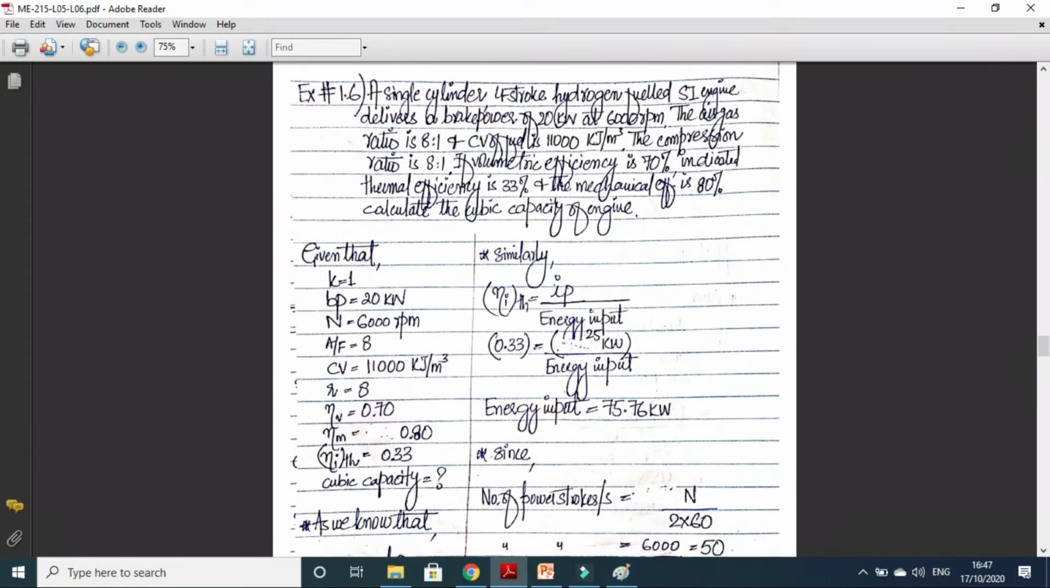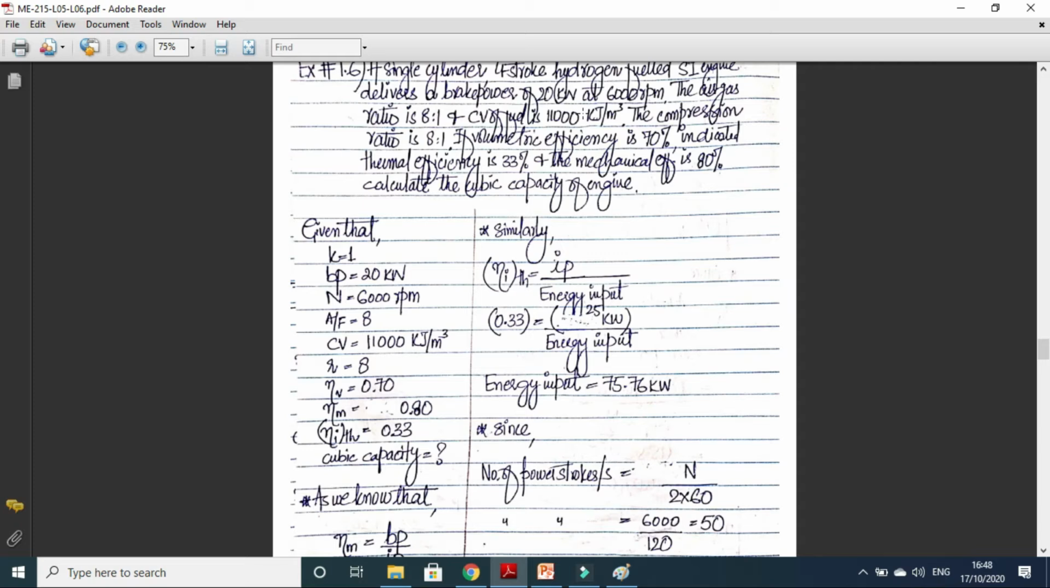Now let's move forward. Solve example 1-6. A single cylinder, it means K is equal to 1. 4 stroke means small n is equal to capital N by 2. Hydrogen fueled SI engine delivers a brake power of 20 kilowatt, BP is 20 kilowatt at 6000 rpm. Capital N is 6000. The air gas ratio, that is air fuel ratio, is 8 ratio 1. Calorific value of the fuel is 11,000 kilojoule per meter cube. The compression ratio is 8. Volumetric efficiency is 70%. Indicated thermal efficiency is 33%. And the mechanical efficiency is 80%. Calculate the cubic capacity of the engine.